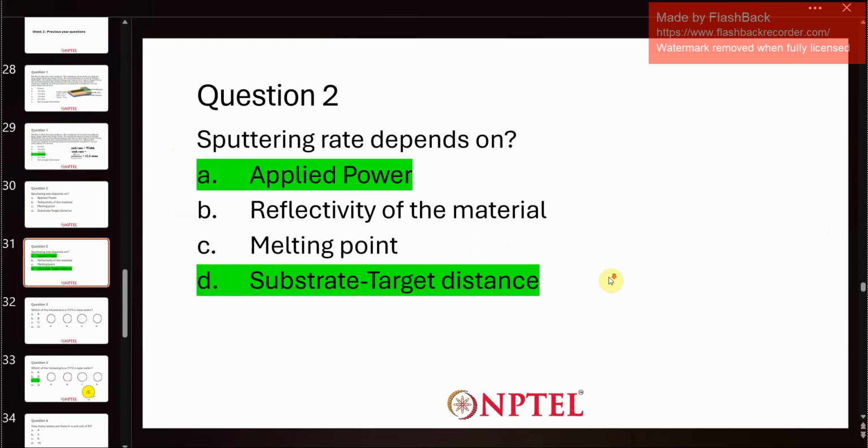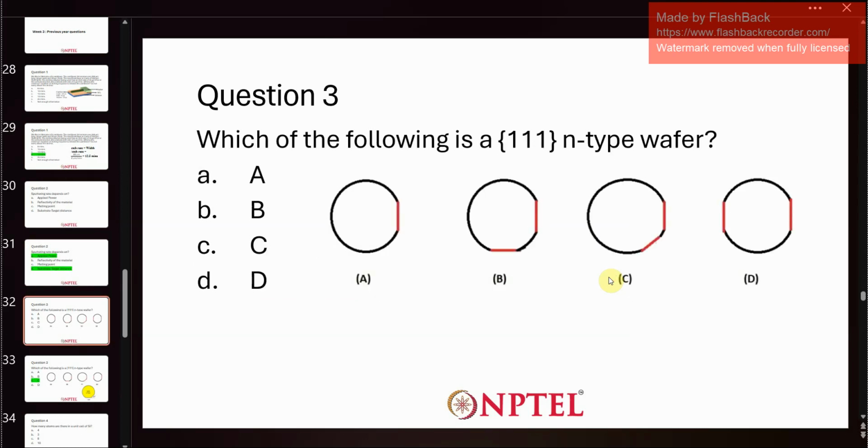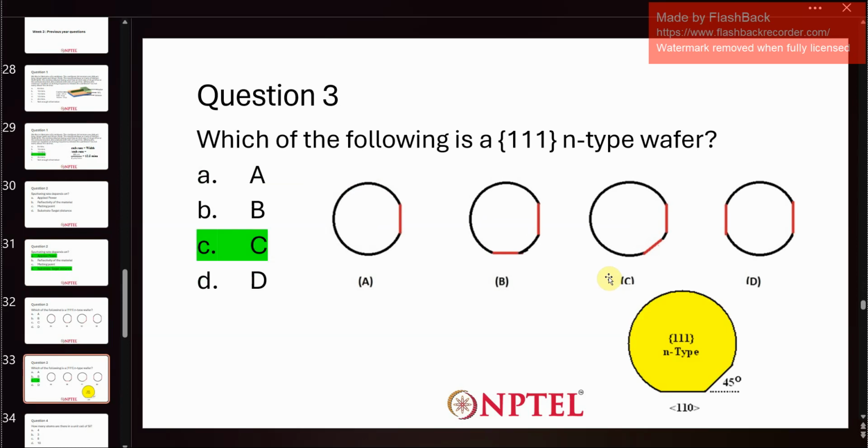So again, I discussed this question before. Sputtering rate will depend mainly on the applied power and substrate target distance. Melting point and reflectivity will have no bearing. Again, the next is we have to identify the wafer type. So of n type 111 wafer, that is option C.